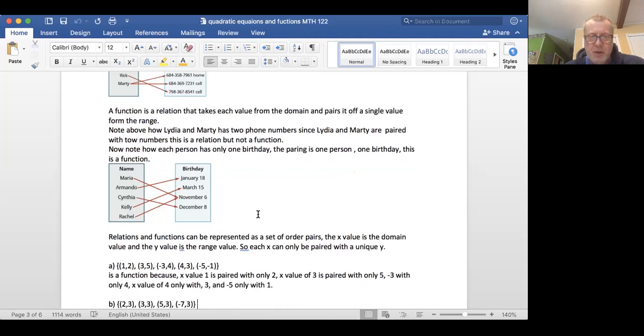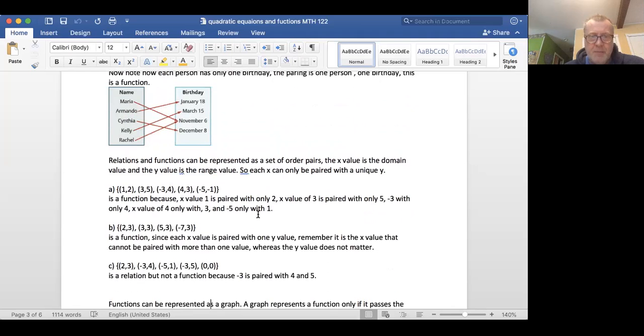So functions can be looked at as an arrow diagram like that. They can also be looked at as a set of ordered pairs. And relations can as well. So let's take a look at this one. Keep in mind that when we look at ordered pairs, the x values are the domain values and the y values are always the range values. So in this case, 1 gets paired off with 2. If 1 got paired off with something other than 2 in the other ordered pairs, then it cannot be a function. It'd be a relation, but not a function. But that's not the case.